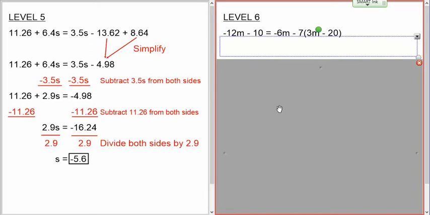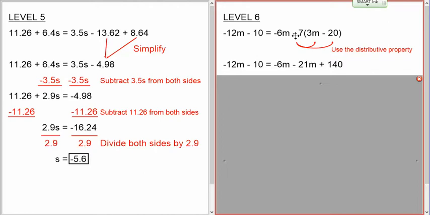All right, so the first thing I have to do here is something called the distributive property. So this is multiplication. It's negative 7 times 3m minus 20. So it's negative 7 times both of these things. We'll talk more about that in both my algebra class and my math 8 class later this year. Like I said, this is upper level stuff. I'm putting it on here. It's advanced work though.